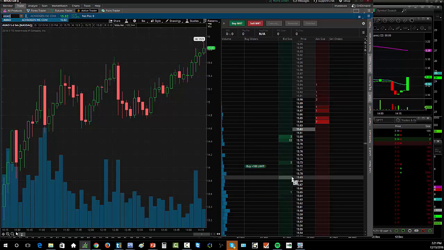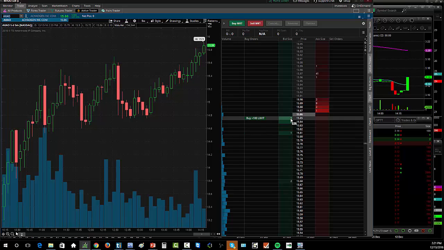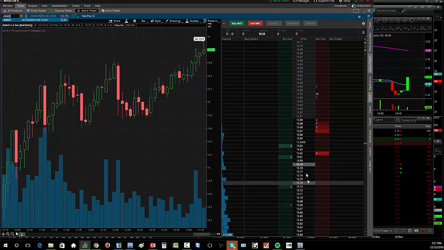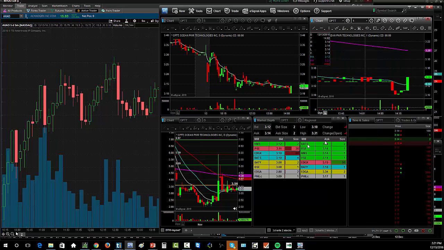So this is kind of an interesting way to view level 2. But for me, I don't like viewing it in this way because I just personally find it a little bit difficult to read because of the way it's sort of jumping around here. It's just not as easy. This, to me, is easier to read and easier to understand. And that may just be because I've traded with this type of level 2 for a lot longer.